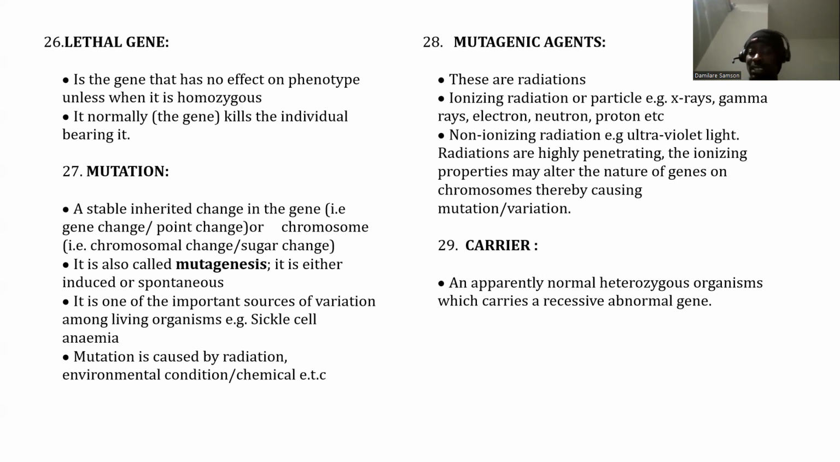And that's heterozygous. So the same thing is what we are talking about as a carrier here too. Are you getting me? They are carrying the recessive gene, but they might not even know themselves. For medicals, we advise, don't marry this person because you are AS, the other person too is AS. So the probability of giving birth to SS is what? It's high. So an apparently normal heterozygous organism which carries a recessive abnormal gene, those are the people we call carriers.